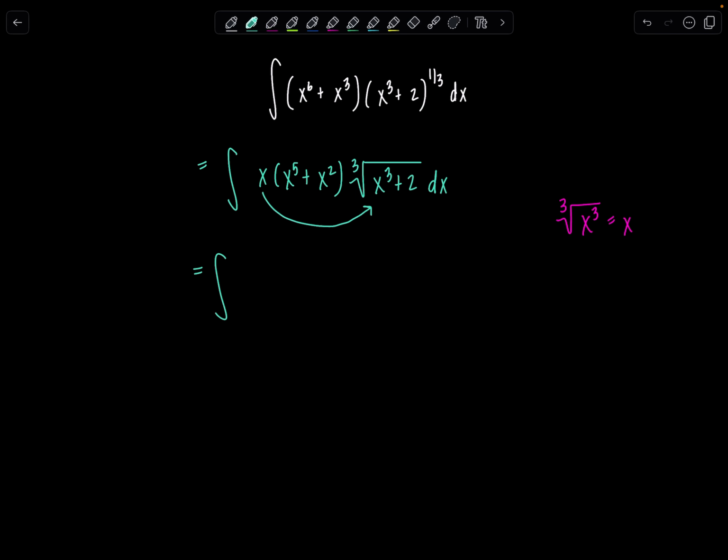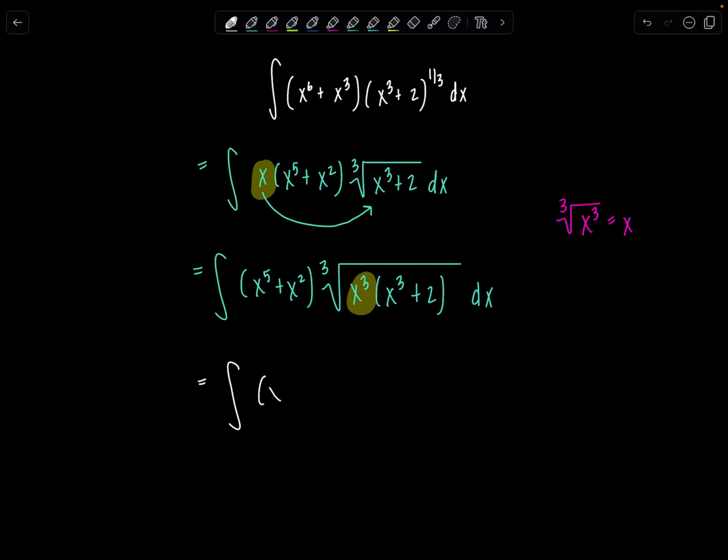So here we're going to have x to the fifth plus x squared times the cube root of x cubed times x cubed plus 2 dx. So let me highlight for you so you can keep track of everybody. This x has now become x cubed underneath here. Are we all right? Okay, good. Now from here, the rest falls into place really nicely. So leave this x to the fifth plus x squared alone out here. They're happy minding their own business.